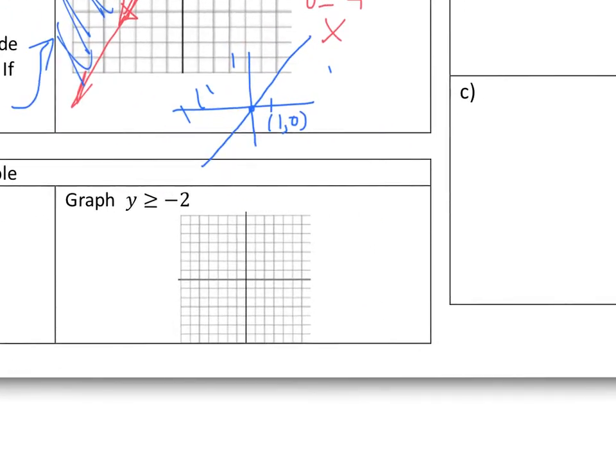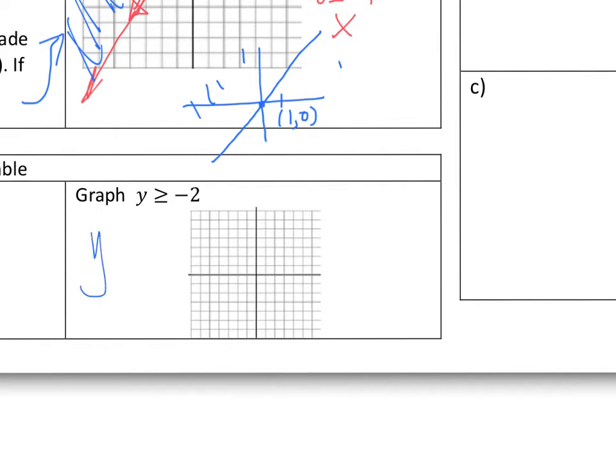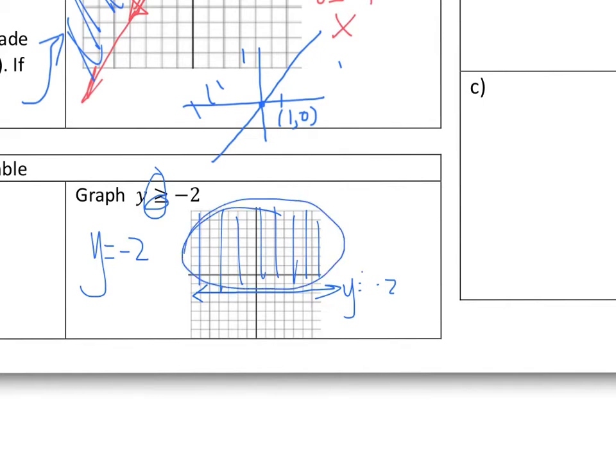And here, again, I will just graph the line first, which is y equals -2. So this must be down here. And then I have to keep it solid because it's a greater than or equal sign, and I need to shade the top half because it wants it to be greater than or equal to -2. So this is a set of solutions of the inequality y greater than or equal to -2.